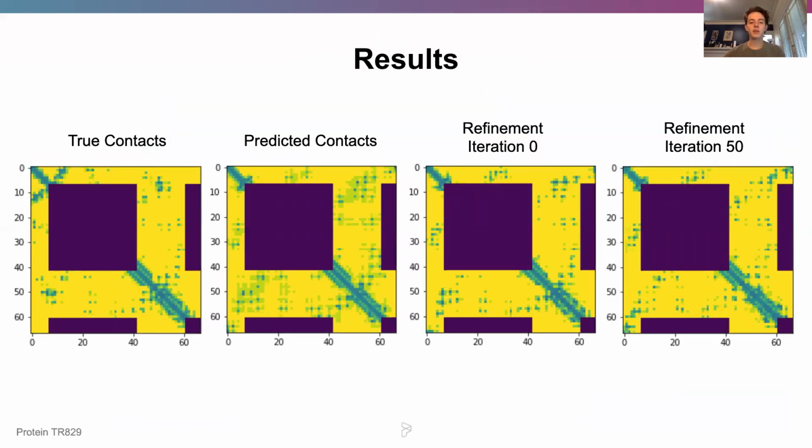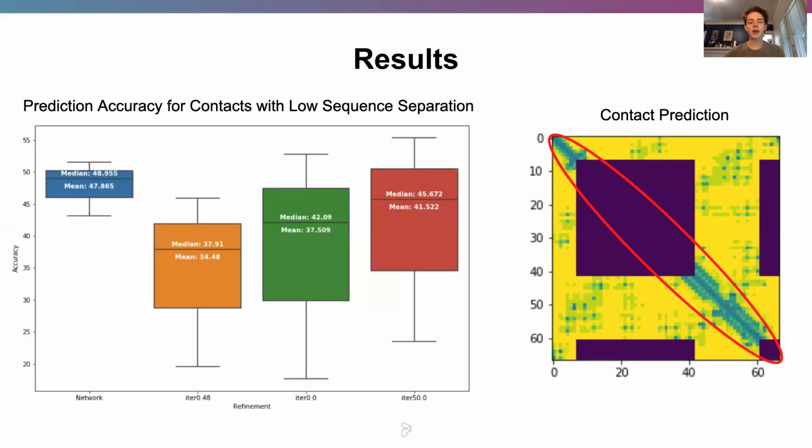These are the same distance maps as before, but showing only contacts under a certain distance threshold. For protein TR829, my network is able to pick up on certain structural motifs that the standard structural refinement protocol cannot recognize in its first through 50th iteration. Additionally, when comparing the accuracy of amino acids that are near neighbors in sequence, my network outperforms the contact prediction on almost all of 74 refined protein models that the network has never seen before.